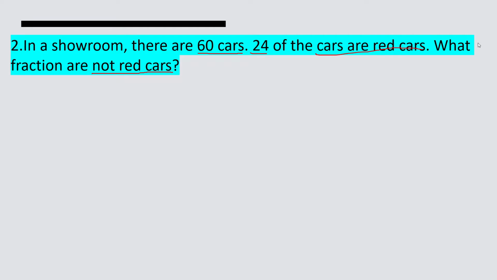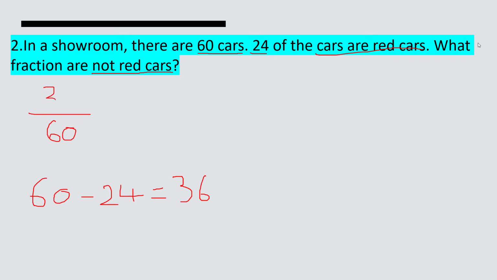So let's first find the denominator. We have to find the total, which we already have here is 60 cars. So we already know that 60 is the denominator. Now we have to find out what are not red cars. If we know that 24 of the cars are red cars, what we need to do is get the total and take away the red cars, which is 24, leaving us with the not red cars, which in this case, the answer is 36.